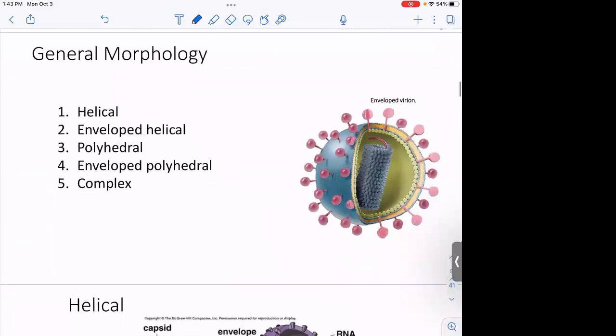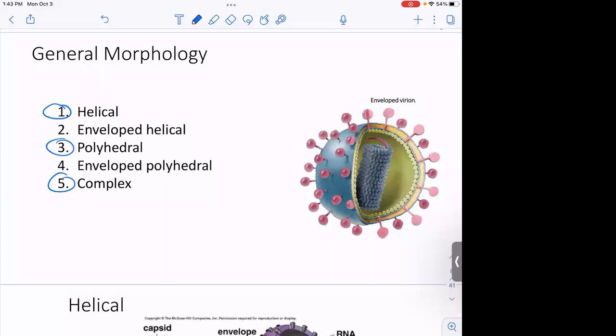What kind of shapes do we see? So we talked about this with bacteria cells, how we see cocci and bacilli and all that. There's three main morphologies of capsids that we see: helical, polyhedral, and complex. And then if those capsids have membranes, then they don't really take on quite that same shape.